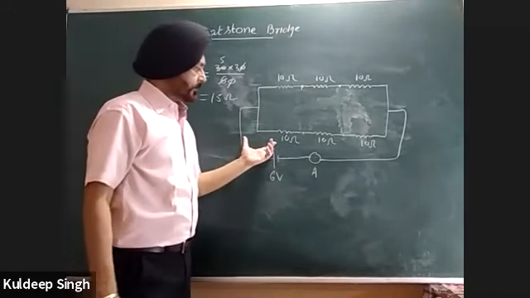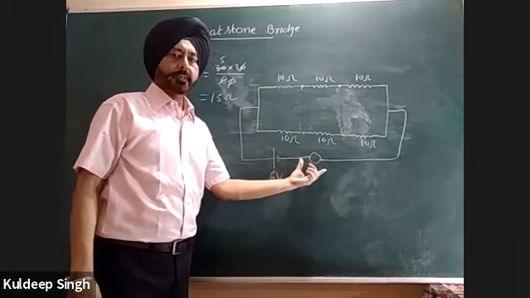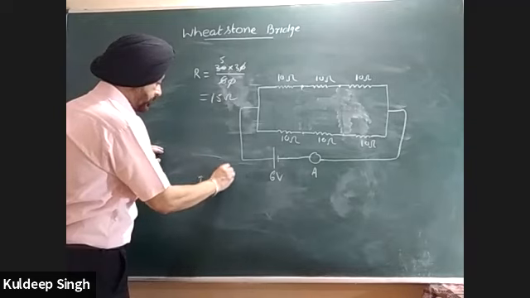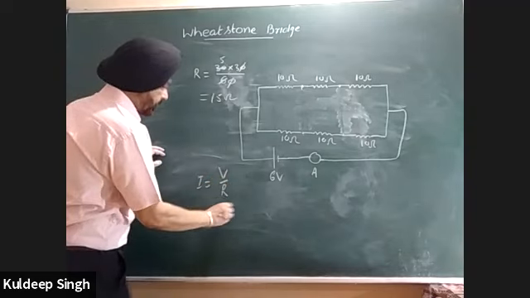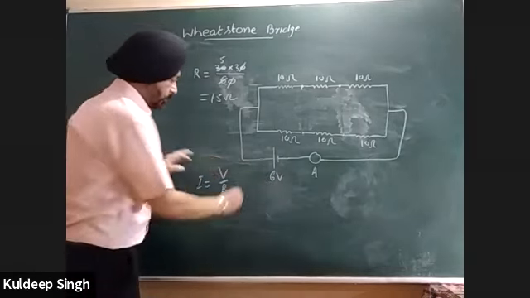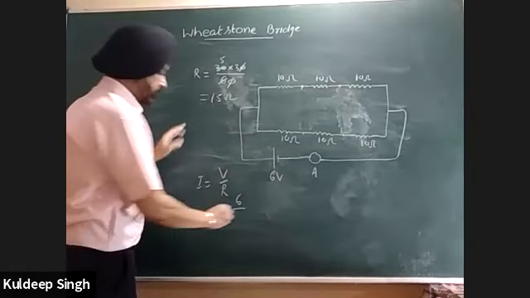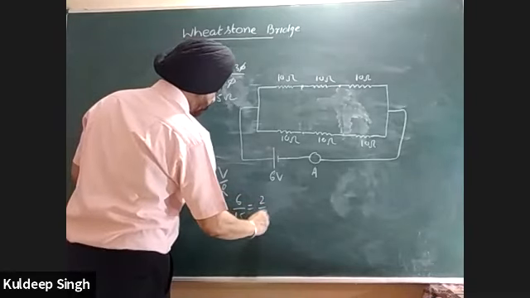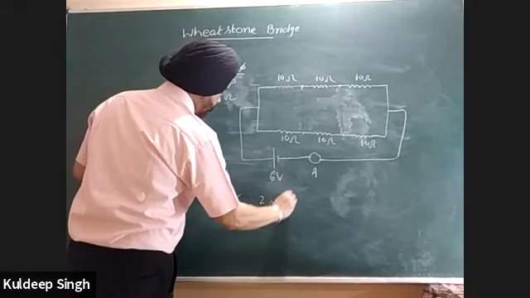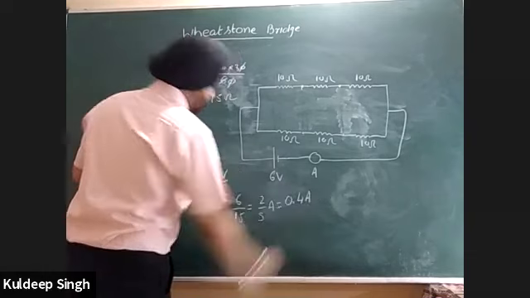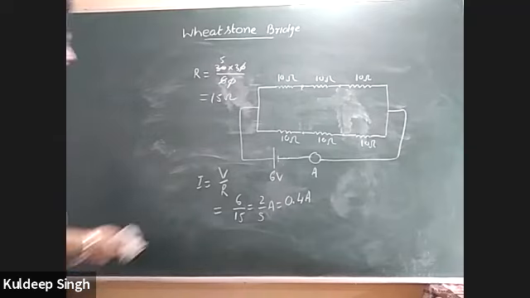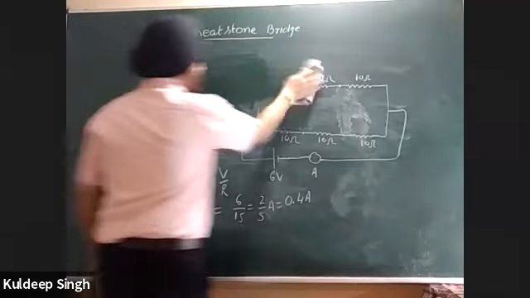The examiner is asking how much is the current passing through this ammeter. So current is equal to potential by resistance. How much potential is applied? 6 volt divided by 15. So therefore it is 2 by 5 ampere, or I will say 0.4 ampere. So this is the other form of Wheatstone bridge. So very interesting. You can do both similar questions.